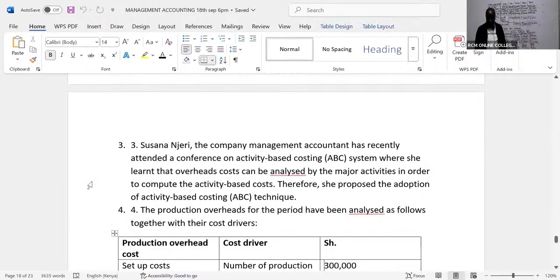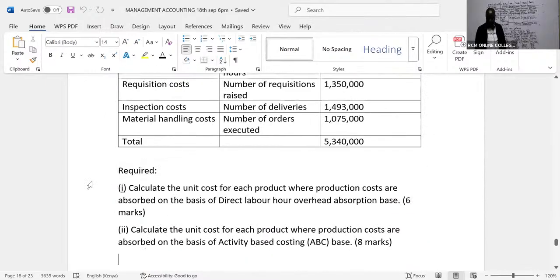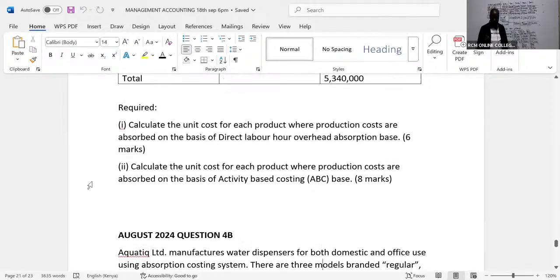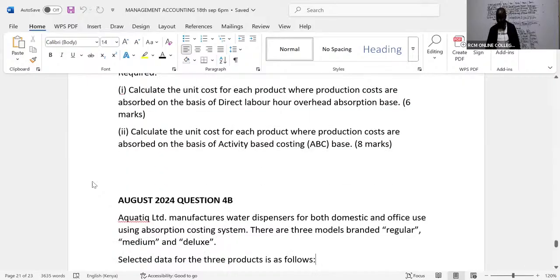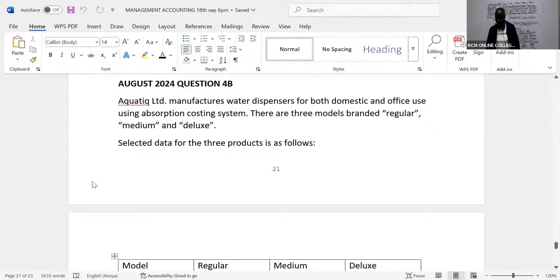The homework for you, my good students, is this: August 2024, question number 4B. Please write it down slowly so that tomorrow you will not come with excuses. No excuses. So tomorrow it's either you bring this solution or you bring a parent or a guardian. August 2024, question number 4. That is homework that must be done by everybody.